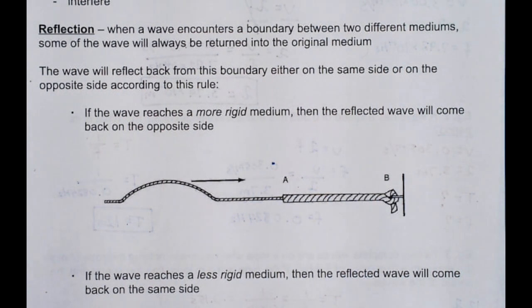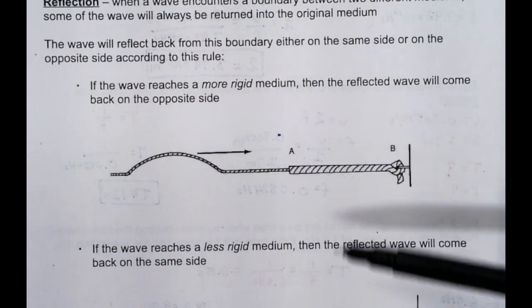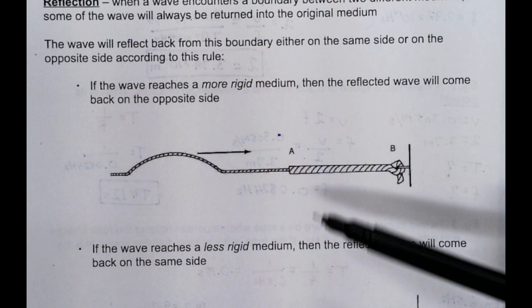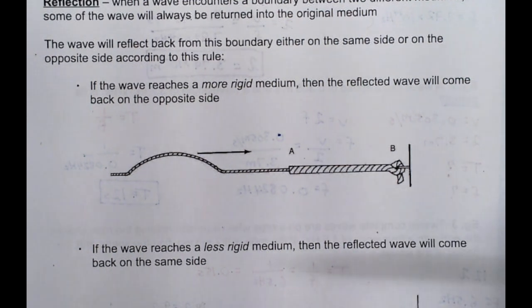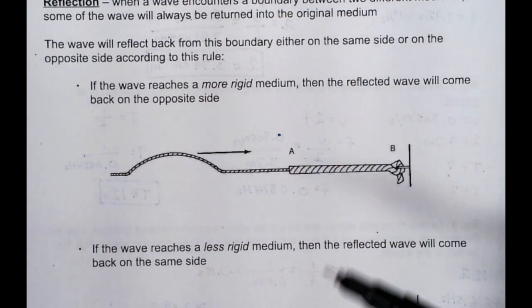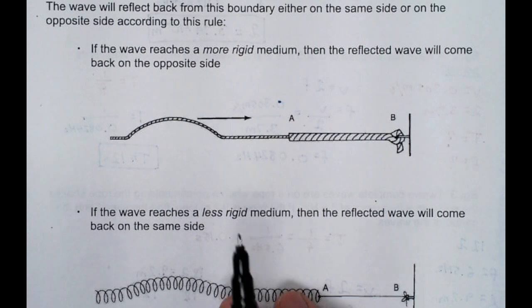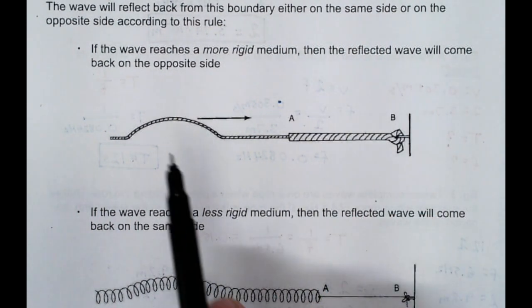The wave will reflect back from this boundary according to this rule. There's no real big trick to knowing; you can think about it logically. If the wave reaches a more rigid medium, then the reflected wave will come back on the opposite side. So here we have a pretty narrow rope, almost a piece of string, and it's going into a much more rigid, more solid piece of rope.